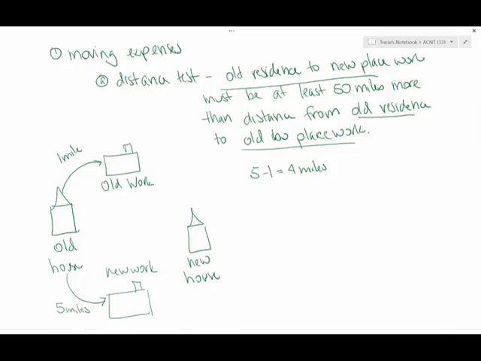But let's change the scenario. Let's say the old house to old work is 1 mile, and now the old house to the new place of work, let's say it's now 60 miles. So we'll do 60 minus 1. I get 59 miles, and I meet the requirement because I'm at least 50 miles more than the distance from the old residence to the old place of work.